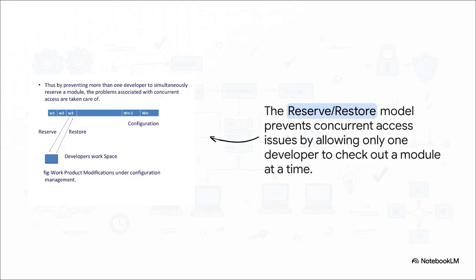Now, this is where the magic really happens. Remember that chaos of developers overwriting each other's files? This simple model, called reserve/restore, is the elegant solution. A developer basically reserves a piece of the code, which locks it so nobody else can mess with it. They work on it in their own private space. And when they're done, they restore it, checking the new, improved version back in for everyone else to use. It's a simple idea, but it is the absolute foundation of orderly collaboration.